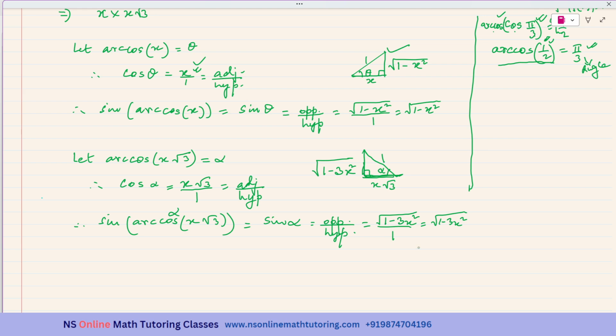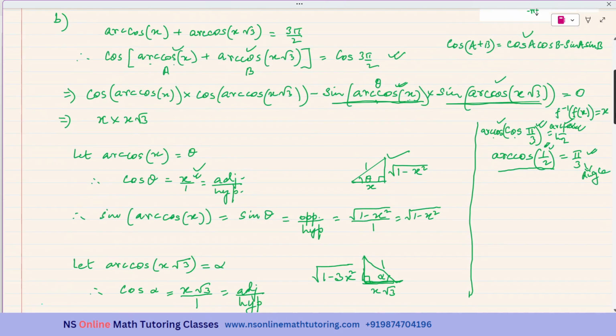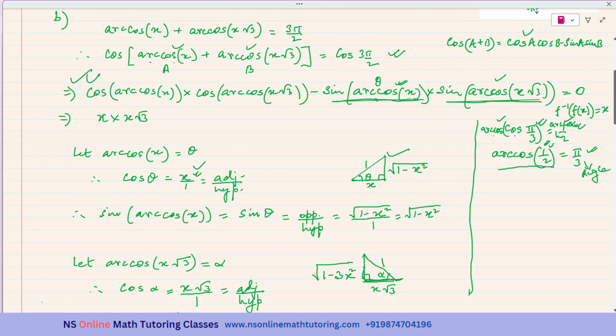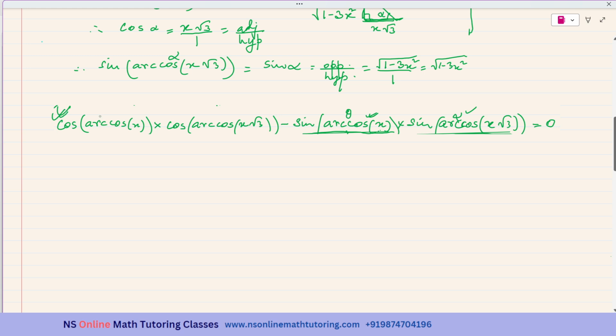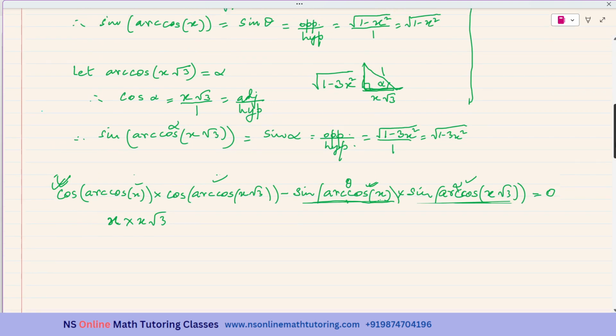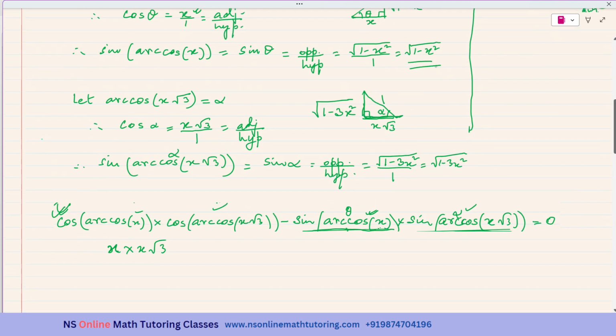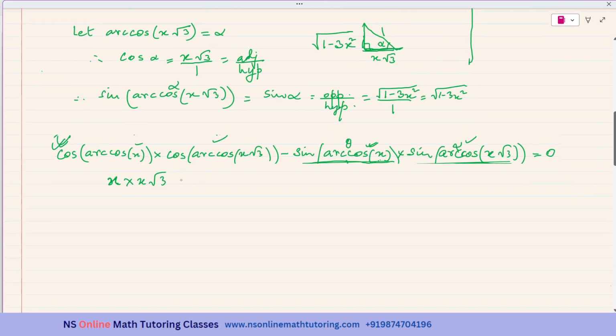Clear? So now let us go back to our original equation, that means this one. Okay, I have brought in this equation, and this part we know how to tackle. So it is x times x root 3, and sine theta was equal to square root of 1 minus x square. So minus square root of 1 minus x square. And this is sine alpha, so this is equal to square root of 1 minus 3x square.